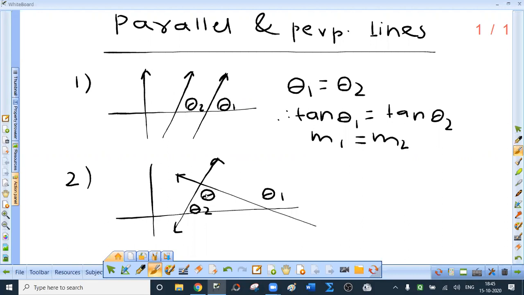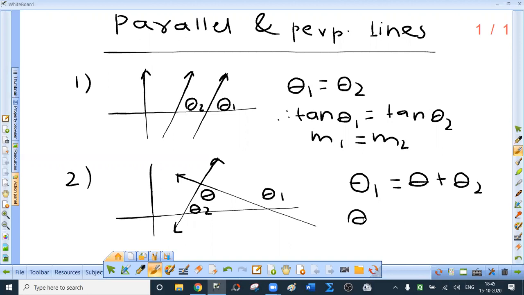By theta we mean the acute angle. In that case we consider the supplement, because it can be seen that this theta is an obtuse angle, and if I am interested in the acute angle, then I have to consider its supplement. Now, what is the relation between theta 1, theta and theta 2? The measure of an exterior angle is the sum of the measures of its remote interior angles.